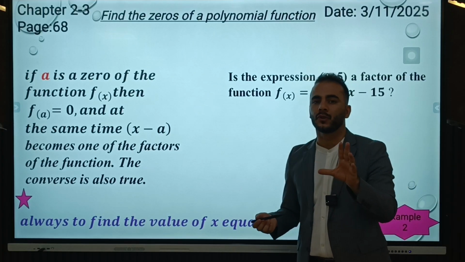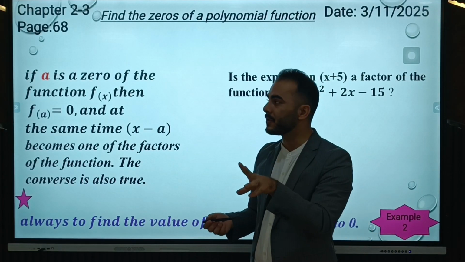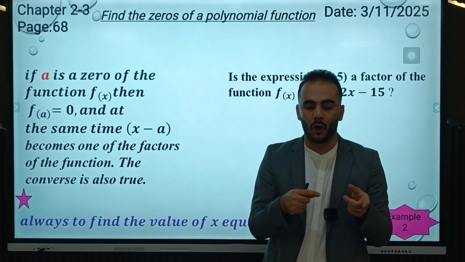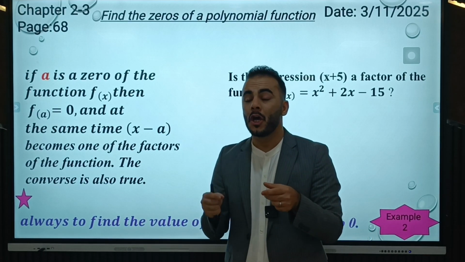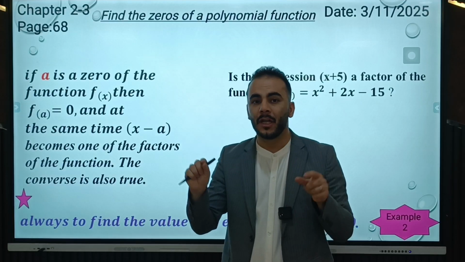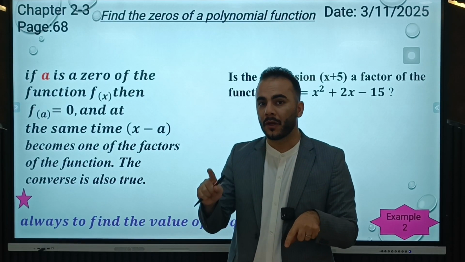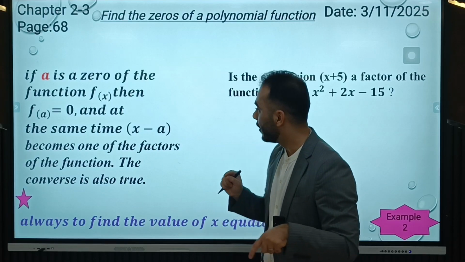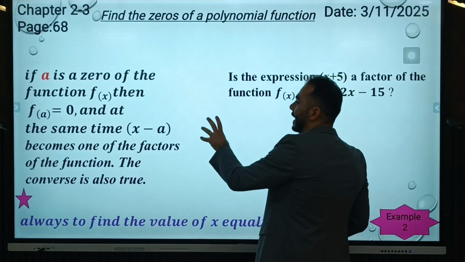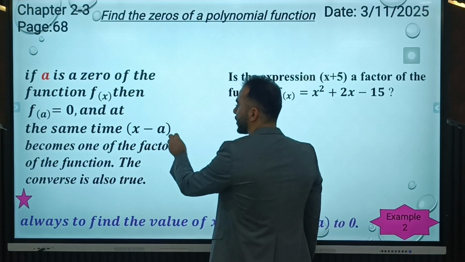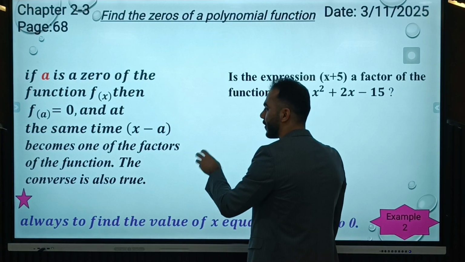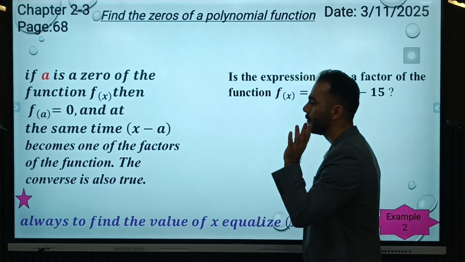It means that if a, which is a number, is a zero of a polynomial function, when we evaluate that a in the function, the result must be equal to 0. Be careful. It means that at the same time, x minus a becomes one of the factors of the function. The converse is also true. So let's define this paragraph completely.